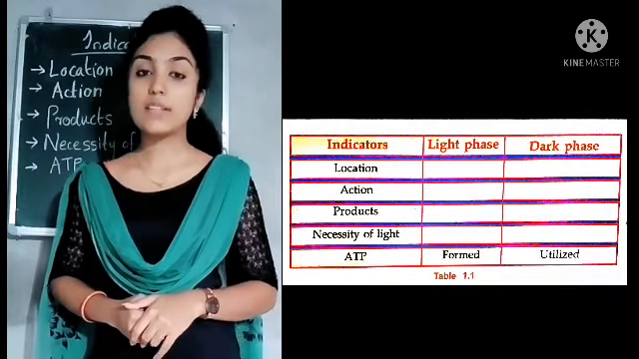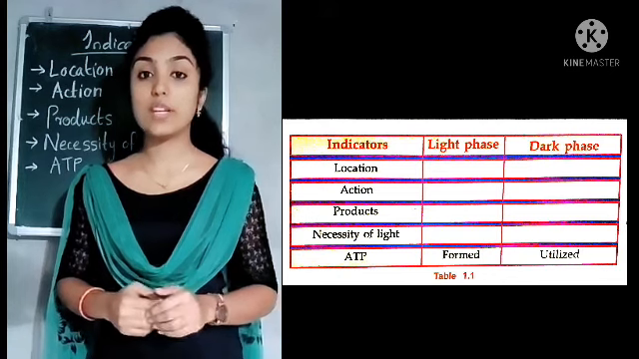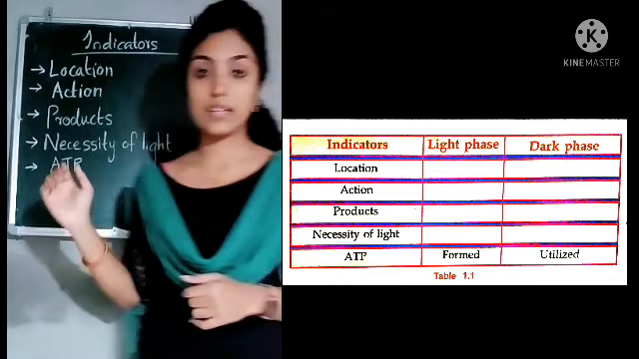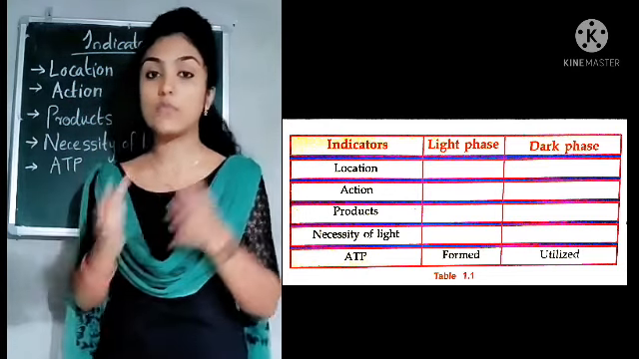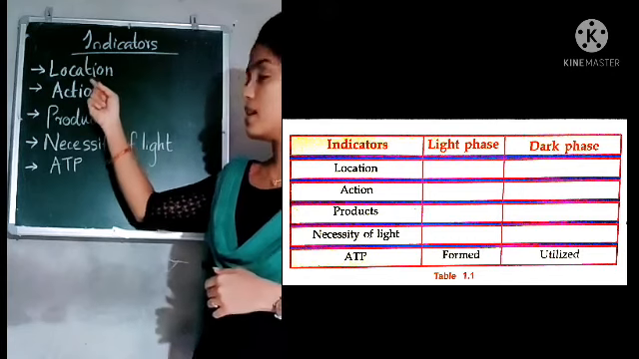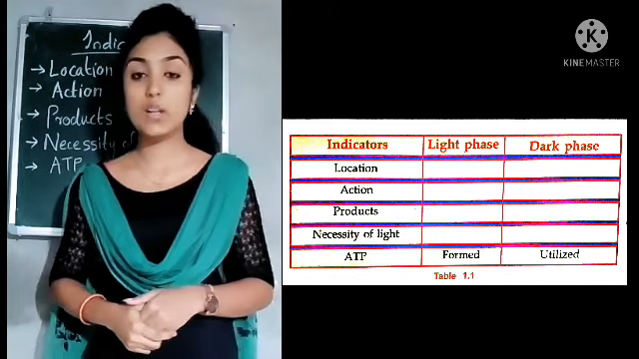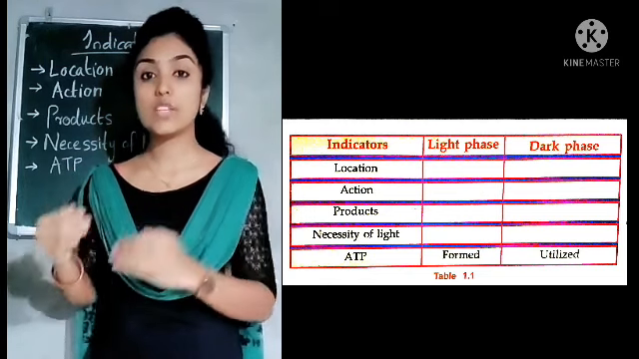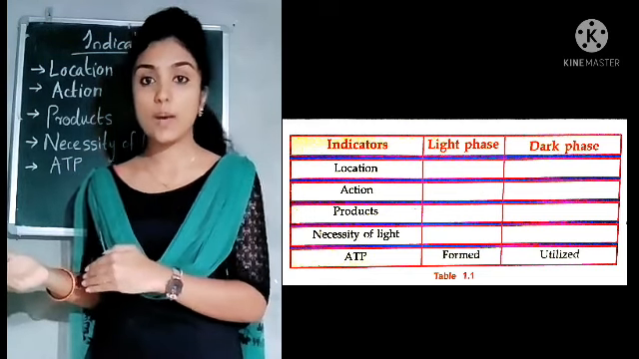Now let us complete table 1.1 which was given in your textbook. So here are the indicators. Based on these indicators, you have to complete the columns of light phase and dark phase. The first indicator is location. Where is the location of the light phase? Yes, it is grana, and the location of the dark phase is stroma.